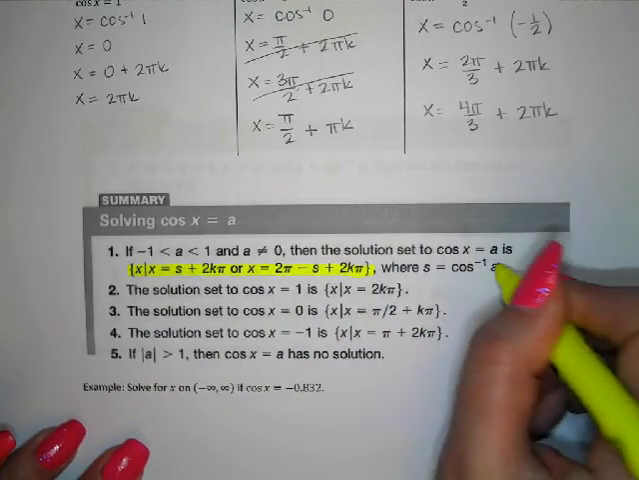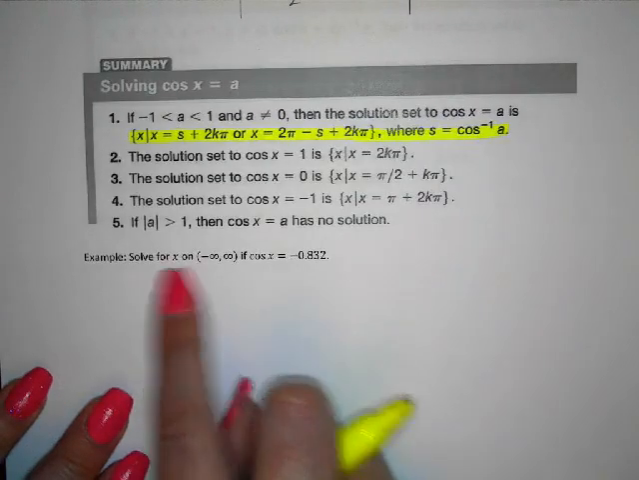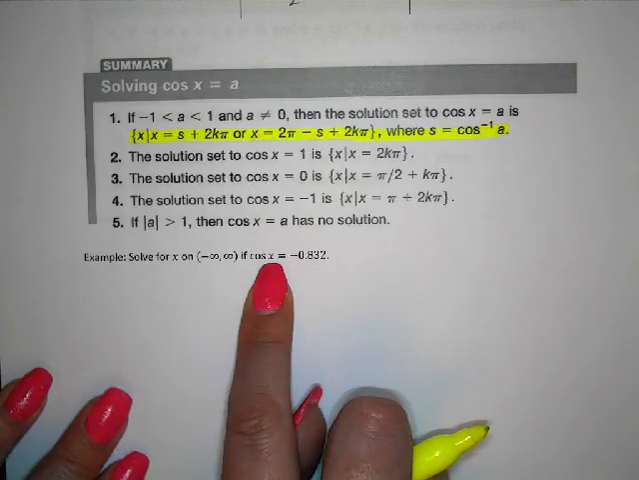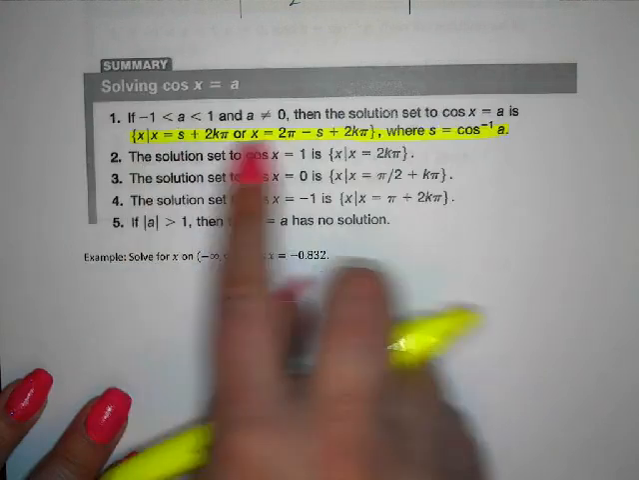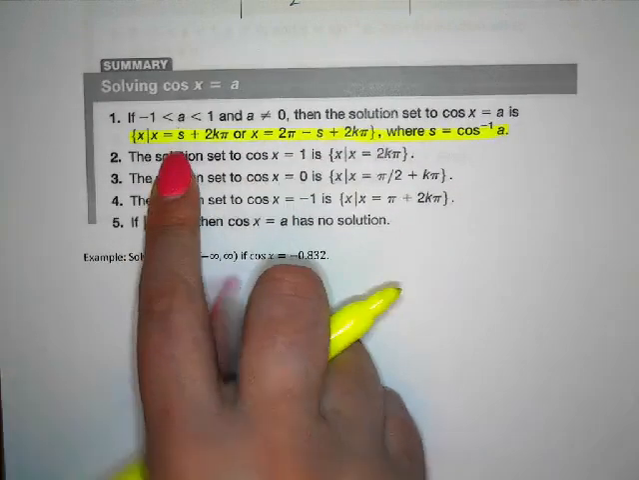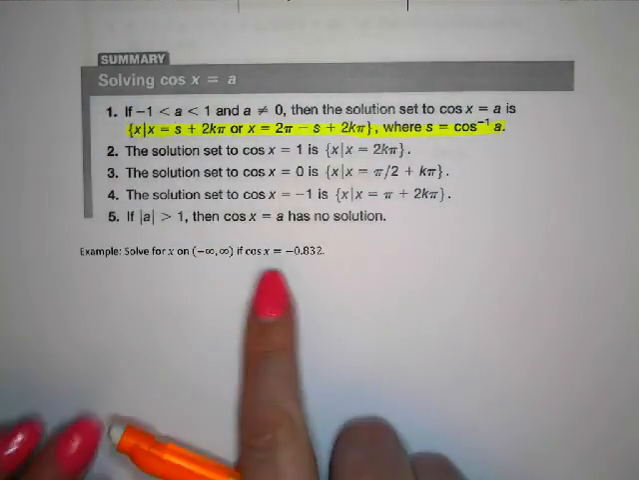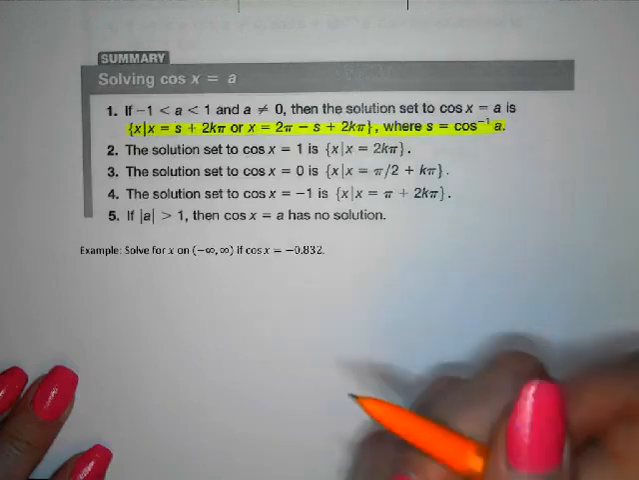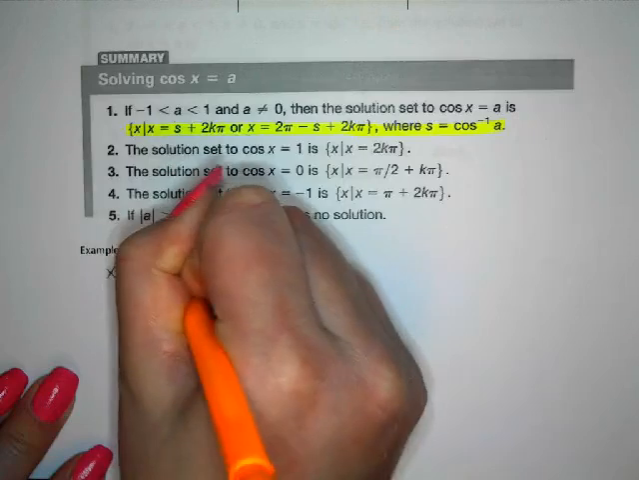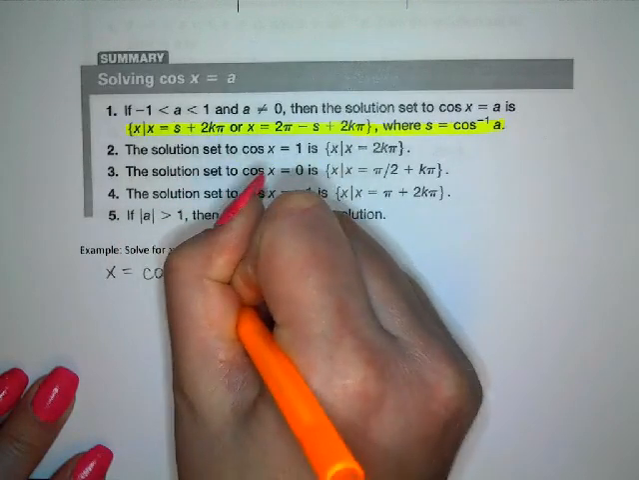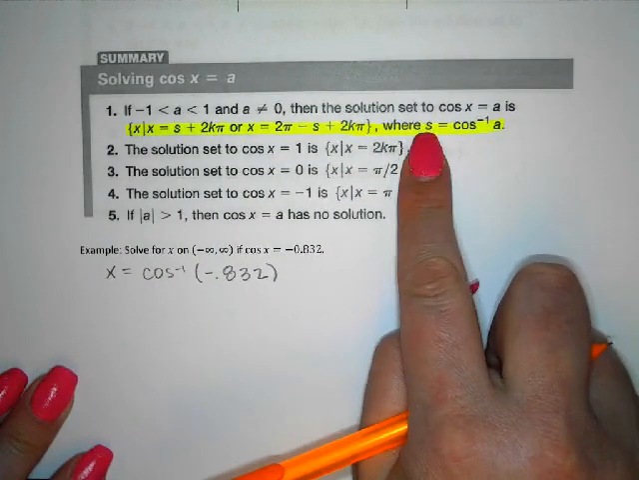But I still want you to highlight this, because if you come down here, sometimes we're going to have problems like this where we are using our calculators. And if we're using our calculator because we have a decimal, then this formula is going to become really important for us. Okay, so I'm going to find the solutions for this equation when we have a decimal. So I'm going to say angle x is cos inverse of negative 0.832. And they said we're going to define S as cos inverse of A.